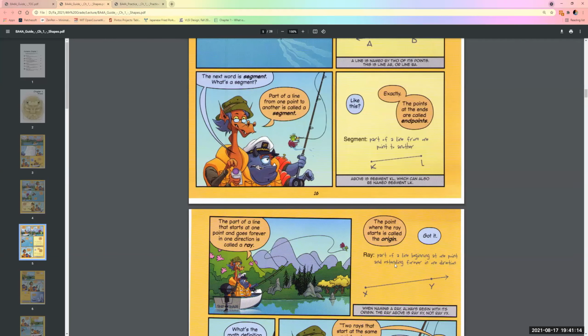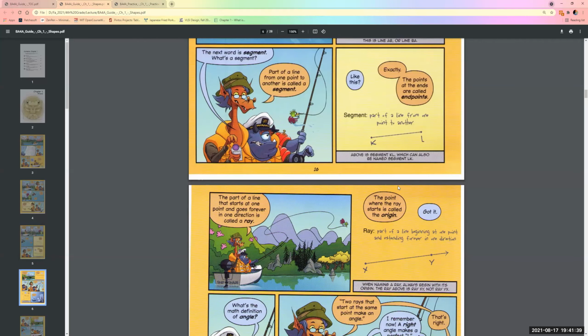Origin. Got it. So here, this is our origin, in this case, X. So it's part of a line beginning at one point and going forever in the other direction. And since we skipped it, but segment here, we'll have two endpoints. And so none of them are origin since there's two of them. And it's the line between the two that is called a segment.